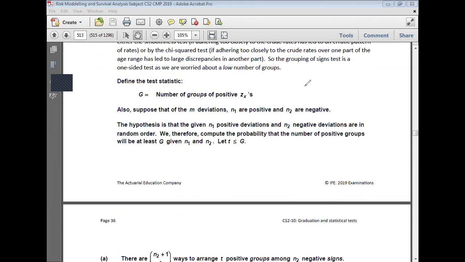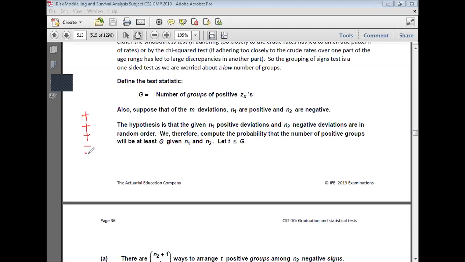So now, if I want to figure out the probability of this particular test statistic to compare it with the alpha value, or let's say to figure out the p-value, what will I have to do? I will have to figure out the probability that I will observe one positive group, or the probability that I will observe two positive groups. So let me just maybe draw something here.